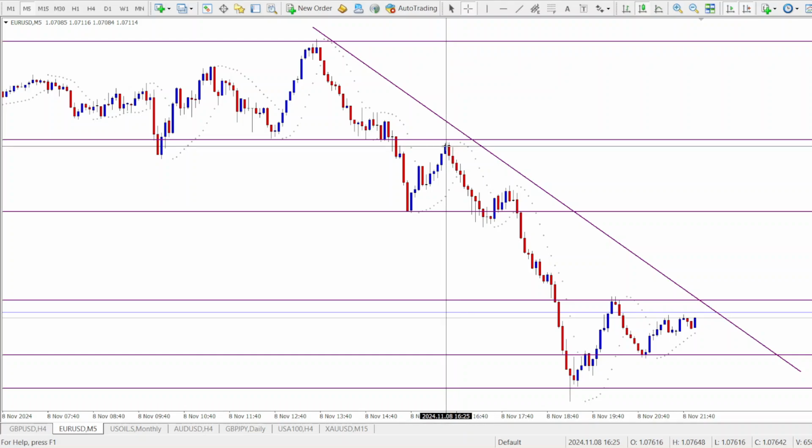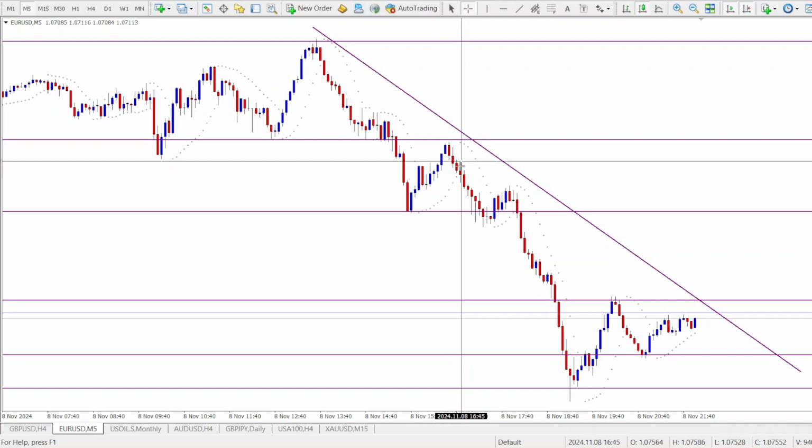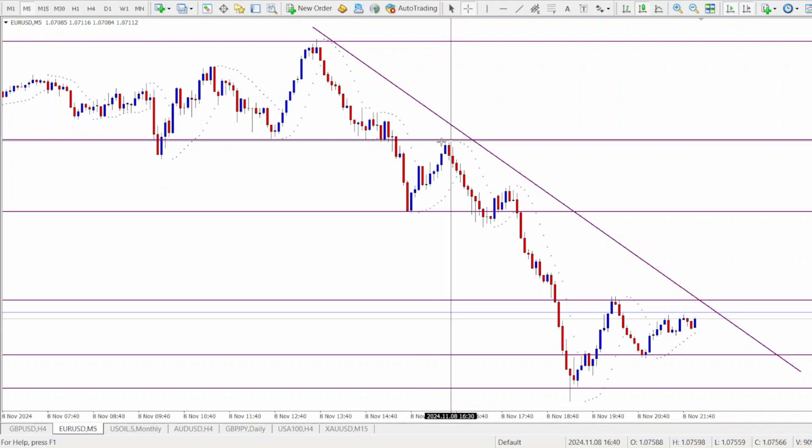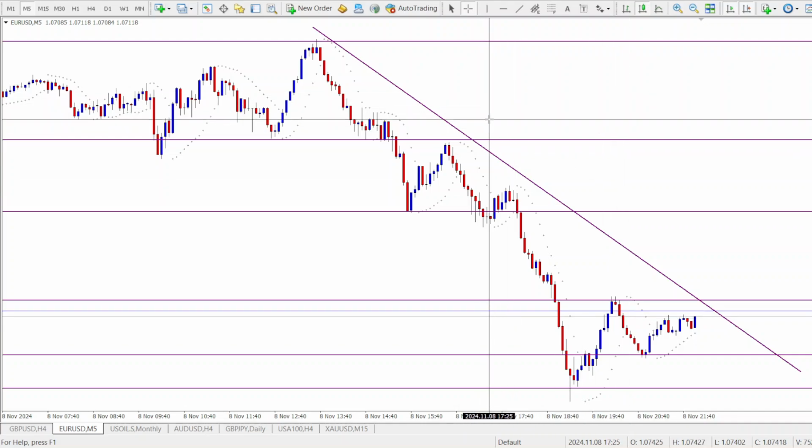So when the pullback has been concluded, then you look for another sell signal. You wait for about 3 dots to form, and then you enter your sell and set your stop loss above the swing high, and you target the next support for your take profit. So basically that is how the strategy works. That is the scalping strategy using the parabolic SAR.